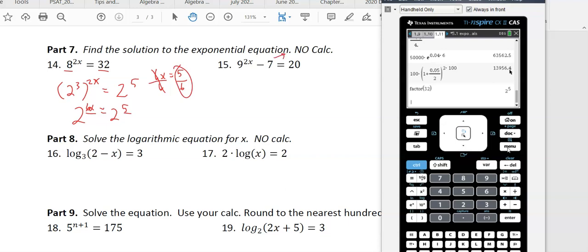This one, first move that over, so you get 9 to the 2x equals, I guess, 27. Prime factorize, right? So that can be prime factorized as 3 to the second to the power of 2x equals the prime factorization, 27 is 3 to the third. I like this. Now I can compare these. So I get 3 to the 4x equals 3 to the third. So what must be true? Those exponents must be equal. So 4x must equal 3 and x must equal 3/4.